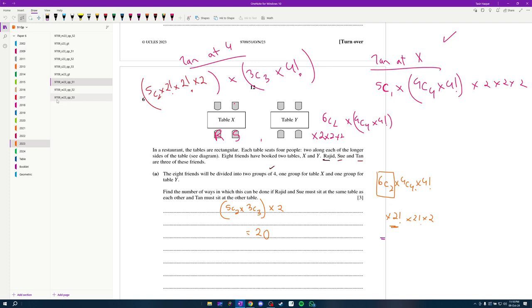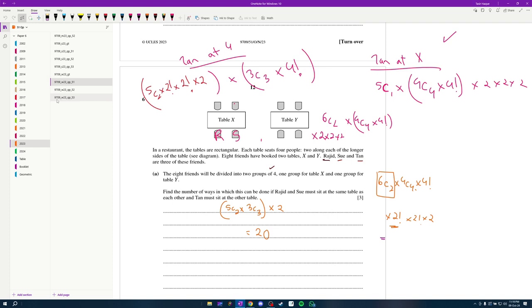Okay. So basically, here's the thing. Suppose Rajid and Sue, it wasn't specified whether they sit at table X. So it can be on table X or table Y. That is why I have a times 2 over here. That's the first thing you need to know. Next, Rajid and Sue must sit at the same table as each other. Fine. So I make them sit at table X.